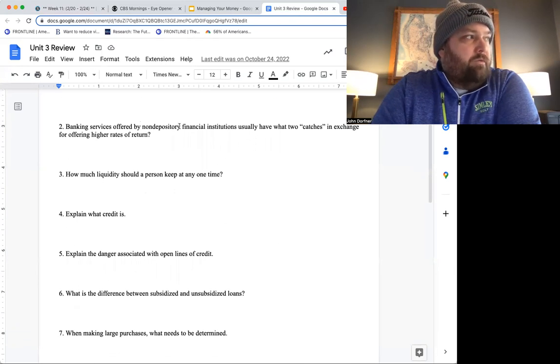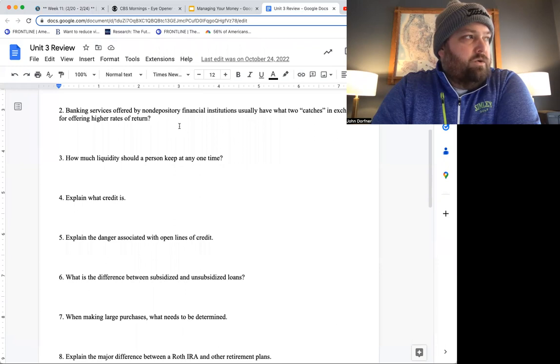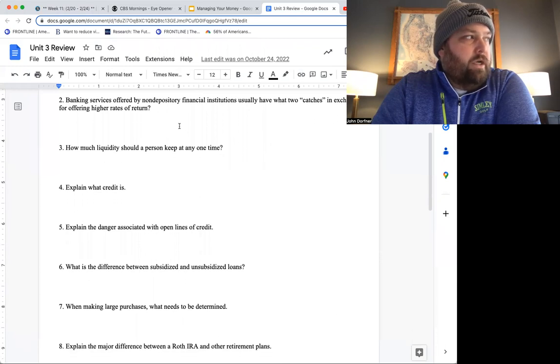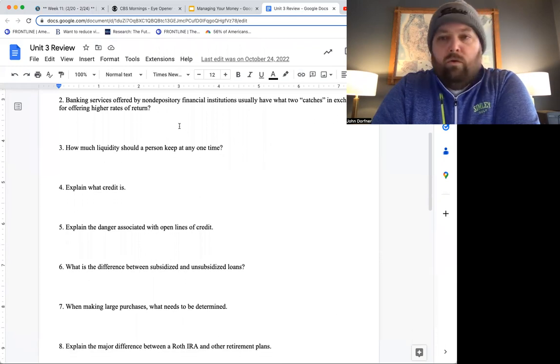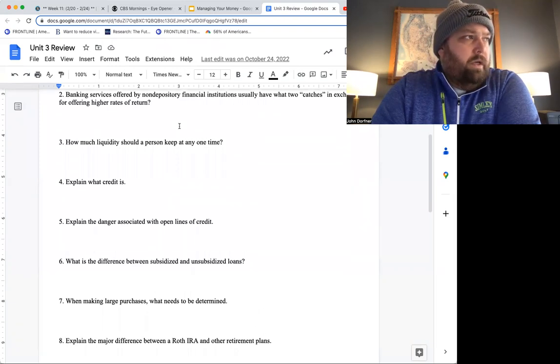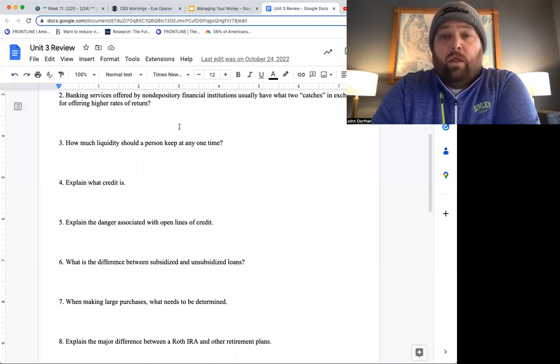Banking services offered by non-depository financial institutions usually have catches in exchange for offering higher rates of return. Usually they're going to require you to have a higher minimum balance, and they're going to require you to leave that money there for a longer period of time. So there's going to be a concept of illiquidity when it comes to those banking services by the non-depository, the non-bank accounts.